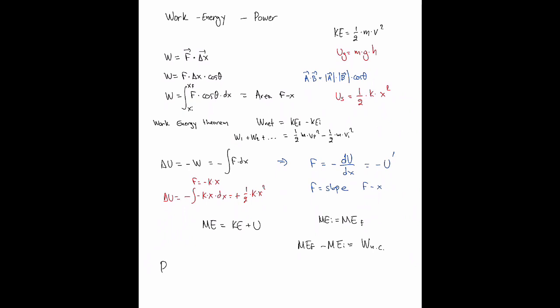Finally, the last thing that we need to know is about power. The definition of power is energy over time, and the average power is equal to energy or work over time. If we know for a fact that the force is constant, the work is equal to force times distance, assuming the angle is 0, divided by the time. The distance over time means velocity, so it is the product of force multiplied by the velocity.